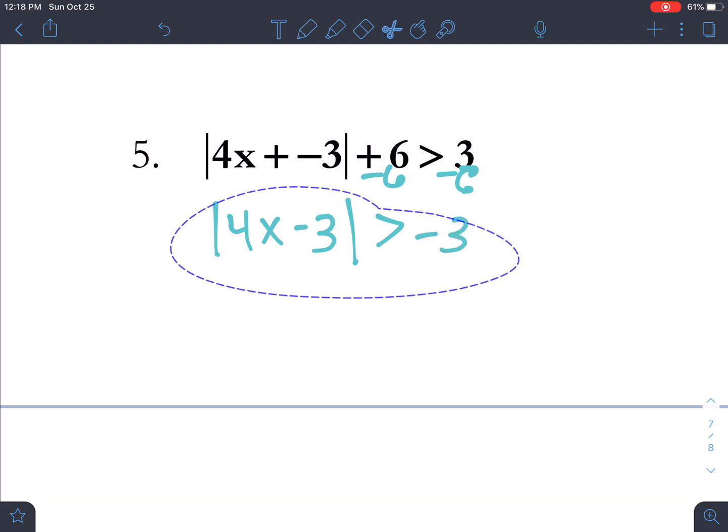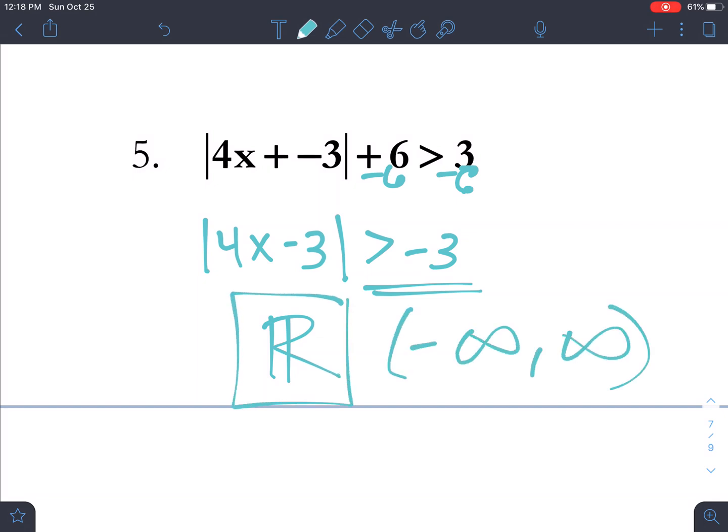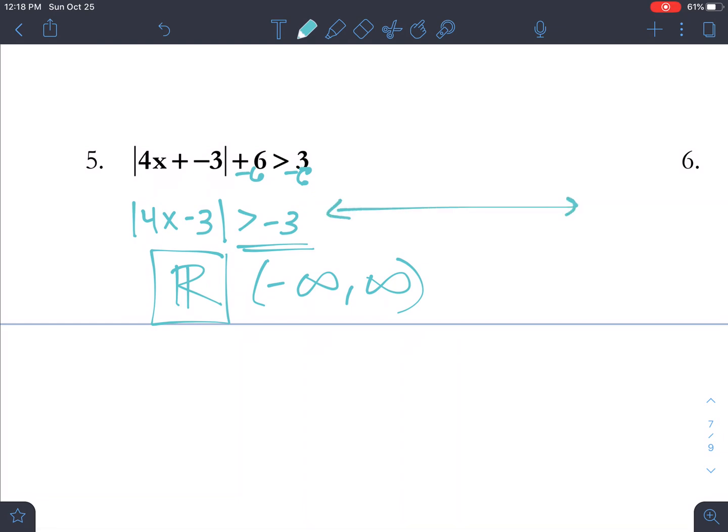So I want you guys to think, before you even start this, when is an absolute value greater than a negative? Always, right? So your final answer would be all real numbers, which is negative infinity to infinity. If you had to graph it, it would be this, that way, all the way from negative infinity, every real number up to infinity. And that makes sense to us because absolute values are always positive. So when is a positive greater than a negative? Always. So look out for that.